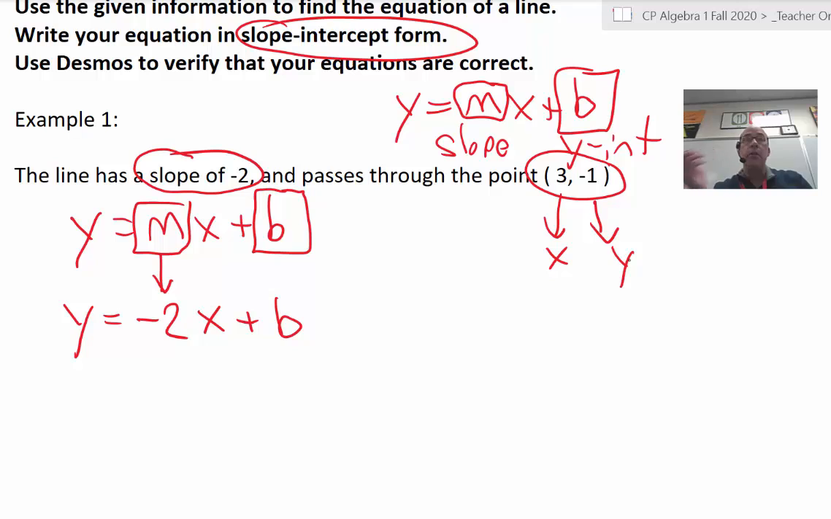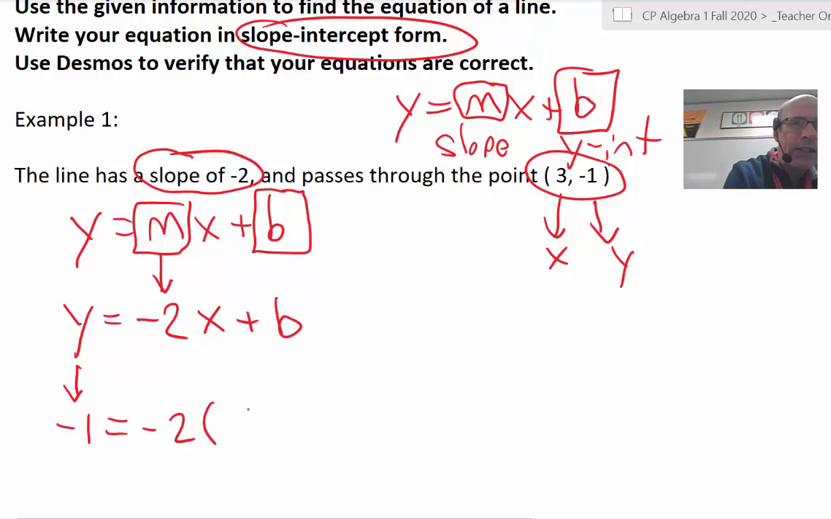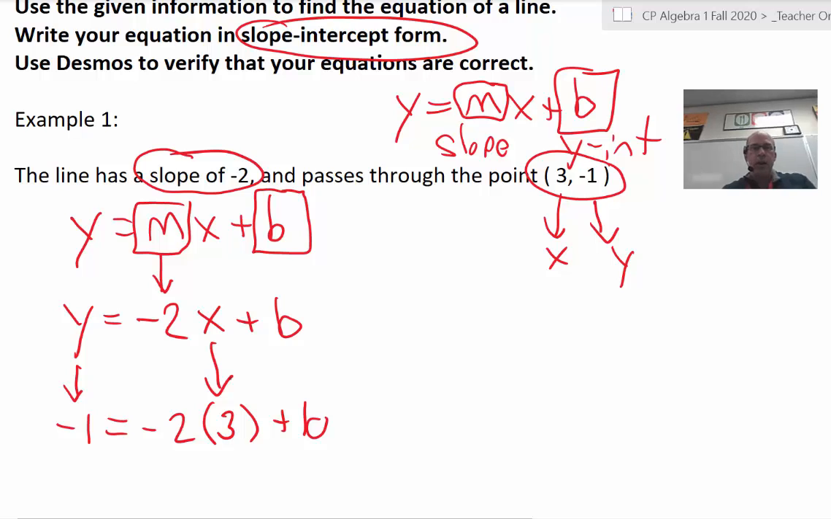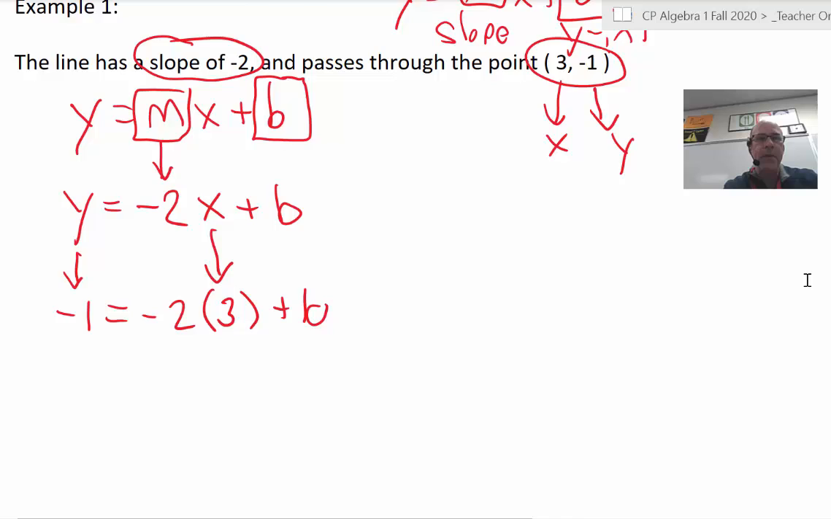We're going to use the numbers 3 and -1 as representative x's and y's, and plug them into the equation. So if I look at my equation now, the y I'm going to use is -1, equals -2 times the x I have, which is 3, plus b. Again, I plugged in the x and y from the point I was given in the x and y positions. Now I just have an equation that I'm going to solve, and I'm going to figure out what b equals.